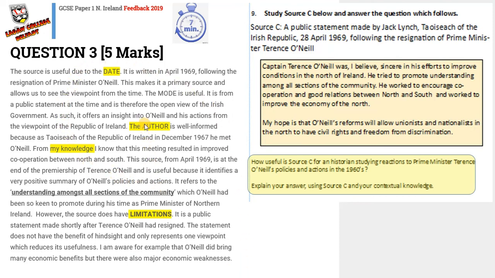Have you used the content? Yes, you have. Have you used the author? Yes, you have. Have you used the date? Yes, you have. Have you used your own knowledge? Yes, you have. Have you used limitations? Yes, you have. Bingo, full marks. Hopefully this makes sense. Try to use that CADOL in every 5 marker and you cannot go wrong. Thank you.